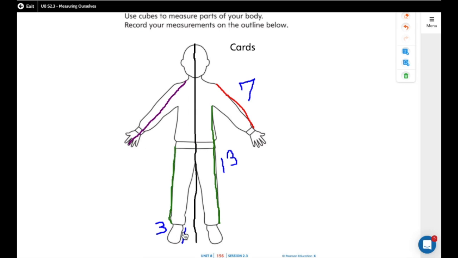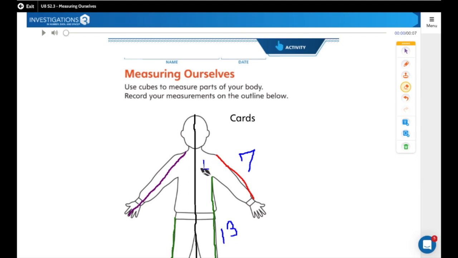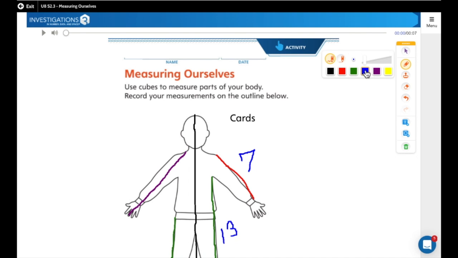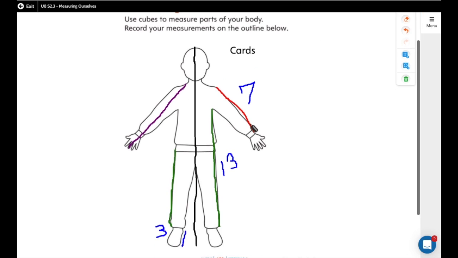I could even say from my hand, however I want. And then I could say I measured all the way, all of me measured, let's say 20. Oh, that's messy. Let me work on that. Let's make that nice and neat. So if I laid down and measured from the top of my head all the way to my toes, then I could say it was 21.